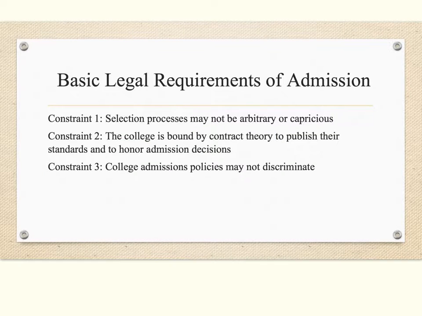The third constraint is that college policies may not discriminate. Now, discrimination is very broad. It can apply to race, sex, disability, age, residence, citizenship. It can be endless. Today, we're going to focus mainly on race and gender, but keep in mind there are policies on many different forms of discrimination.